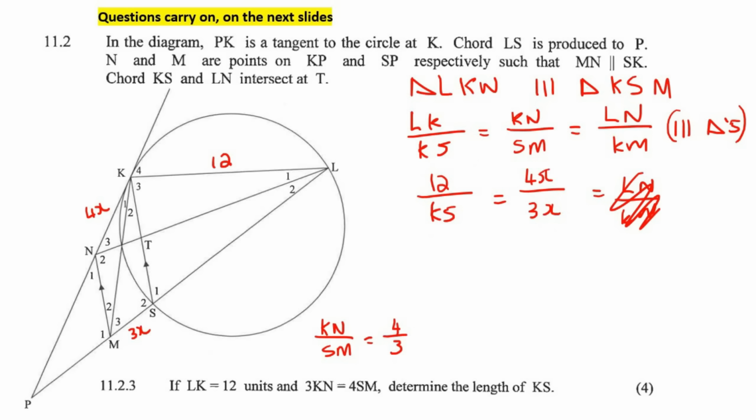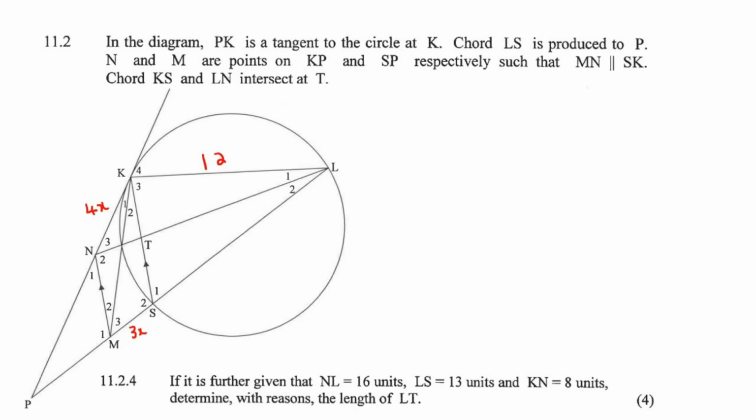So I know that the x's cancel out, and so I'll do cross multiplication. So 12 times 3 would go there, and then 4 times KS would go over there. And so if I get KS by itself, I end up with KS as 9. And so I'm just going to fill that in. The whole of KS is 9. And let's still remember, guys, that we have proved that triangle LKN was similar to triangle KSM.